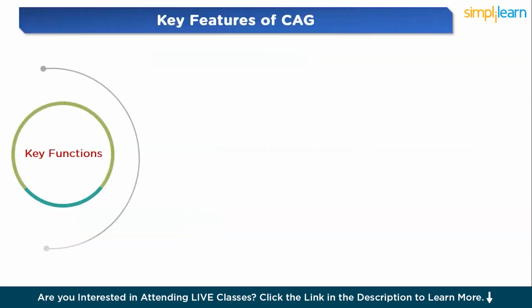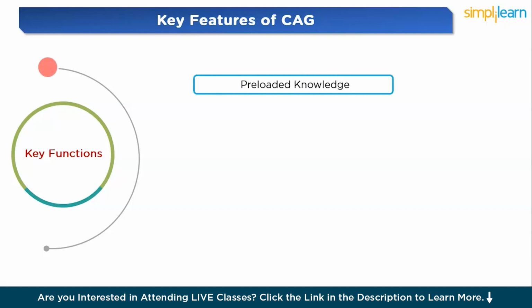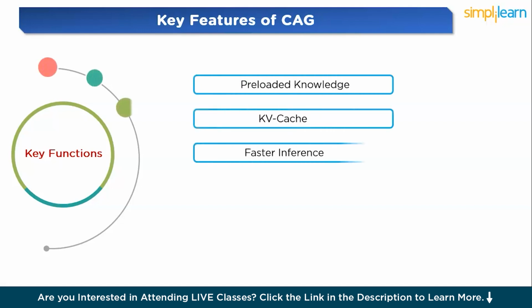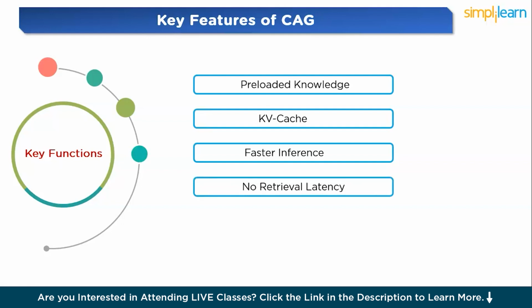Now you could see we have mentioned certain key features, like we have preloaded knowledge, we have the KV cache, and we get faster inference because here we are eliminating the need for real-time document retrieval. Then you are also getting no retrieval latency. Like what happens in RAG, where each query is going to trigger a retrieval process, and that is going to introduce latency.